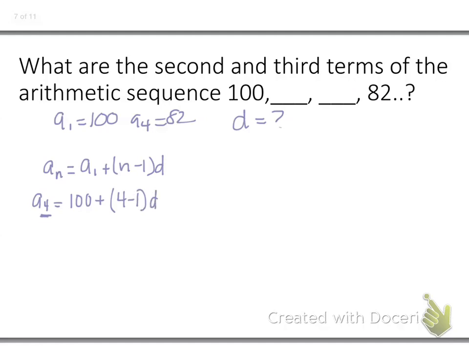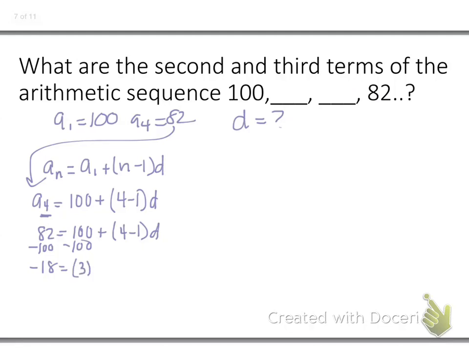I can't solve for either of them because I have two variables, but I know my a sub 4 should represent 82. So I'm just plugging in all of my known things so I can find that distance from term to term to be able to find my missing information. So when I solve these, I could subtract 100 and get negative 18. 4 minus 1 should get me 3 there, so I have to divide by 3. So the distance is negative 3 each time. So that means I am subtracting 3 to get to my next one.